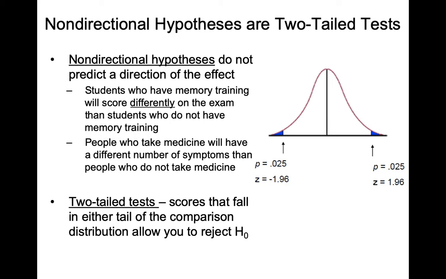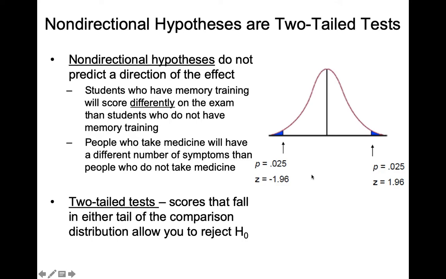So in this case, because we're accounting for both possibilities, that memory training could result in an increase or a decrease, we're interested in both tails of the distribution. Similarly, if we're not making a specific prediction about the effect of the medicine and we're taking into account, oh, there could be all these side effects and maybe there's actually more symptoms, or there could be less, we're interested in both tails of the distribution, and so we'll do a two-tailed test.